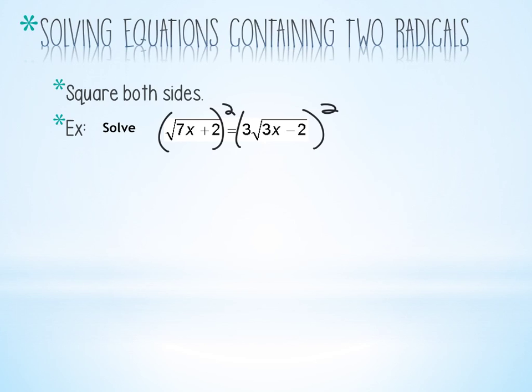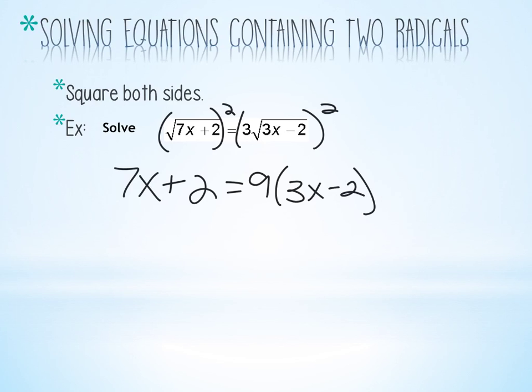So on the left, the square and the square root cancel out. I get 7x plus 2. But on the right, that's 3 squared times the square root of 3x minus 2, squared. So what is 3 squared? 9. And then what is the square root of 3x minus 2, squared? 3x minus 2. So you're going to square whatever's on the outside of it and get rid of the square root from the other part.